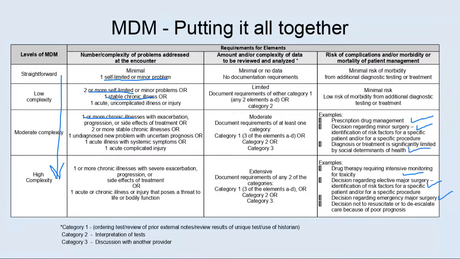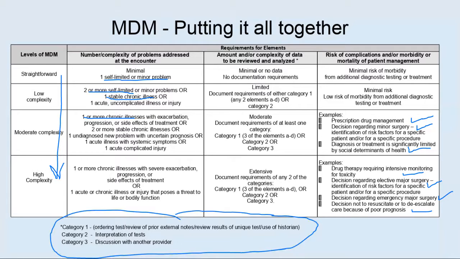And if there's diagnosis or treatment limited by social determinants of health, that's moderate. For example, a patient who is homeless, or a patient who is disabled and lives alone may have social problems that make it more difficult to treat. And of course, the decision not to resuscitate is automatically a high. And here you have the categories, and here's the short definition of the categories again.